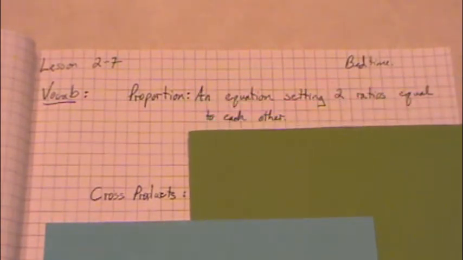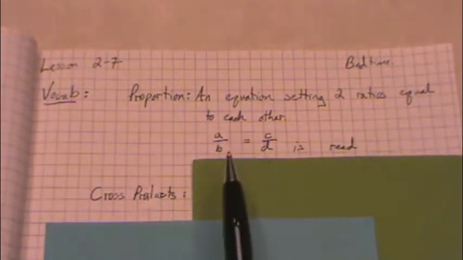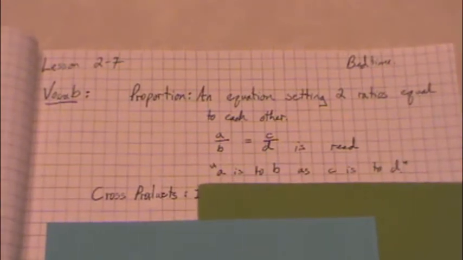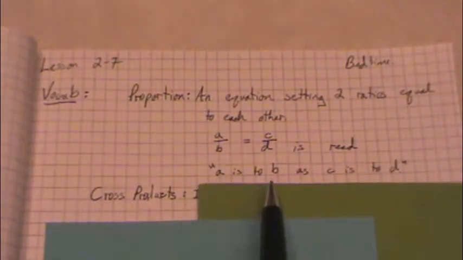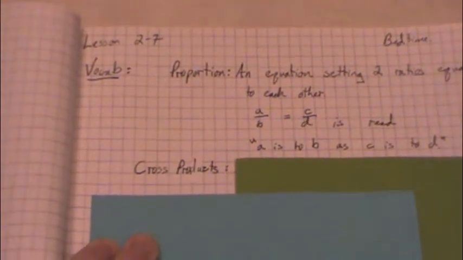First, vocabulary word, proportion, which I believe you've seen before, but let's make sure you have a definition. A proportion is an equation setting two ratios equal to each other. For example, A over B equals C over D, which can also be read as A is to B as C is to D. It's like the mathematical equivalent of an analogy.